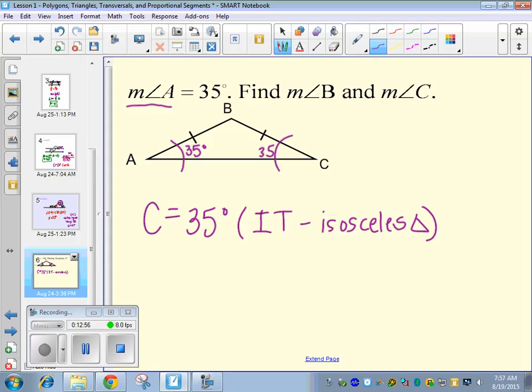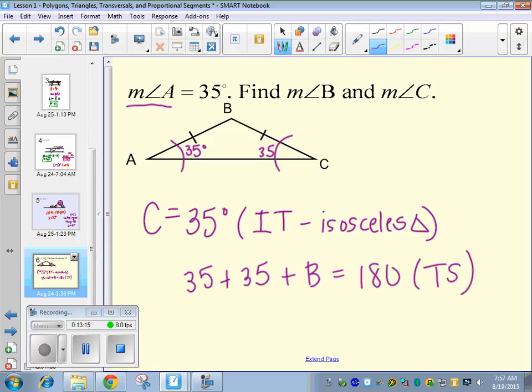All right, now it should be easy to find B. We just did triangle sum in the last problem, so we have 35 plus 35 plus angle B has to be equal to 180. Again, we need a reason on there, triangle sum. 70, subtract 70 from both sides, and B is equal to 110.